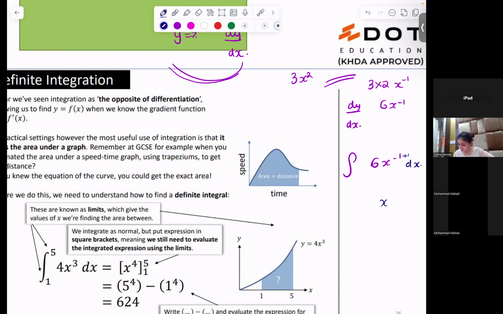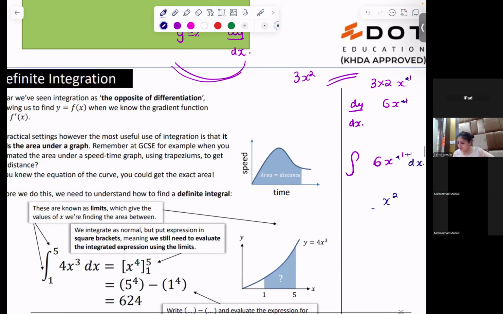Miss, how did you get minus 1? It's supposed to be 1. Okay, sorry. So we add 1 and we divide it by the new power. We already have 6 and then we add a c. We add a c, what does it denote?